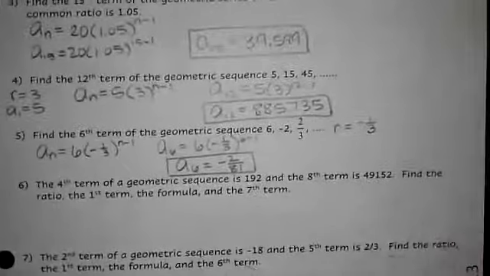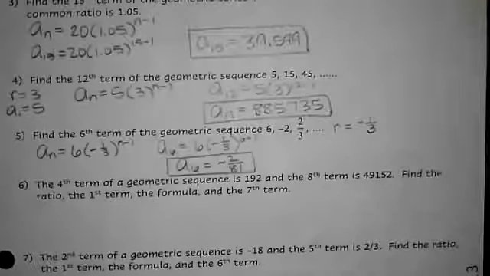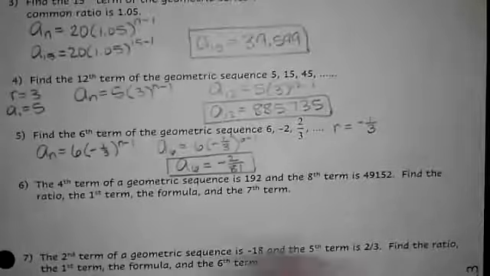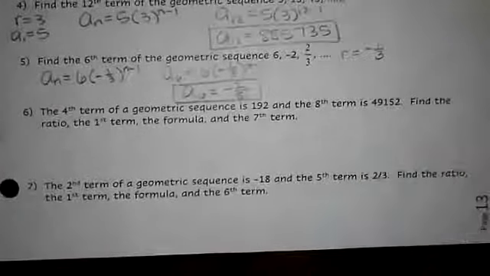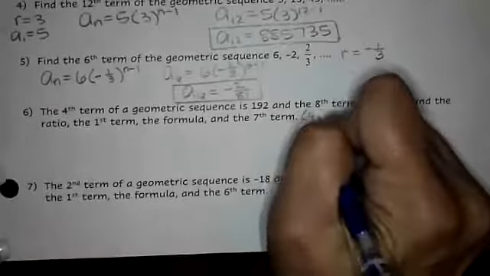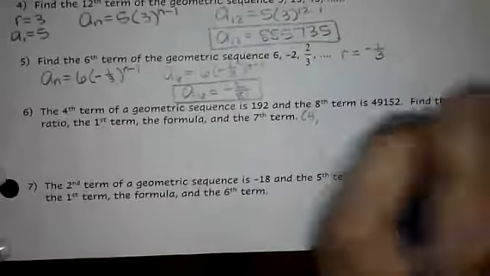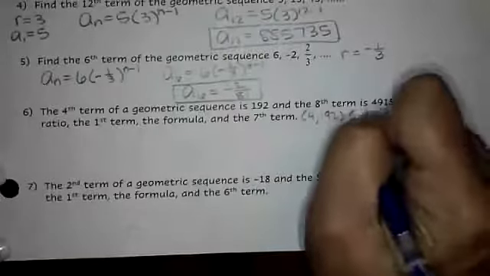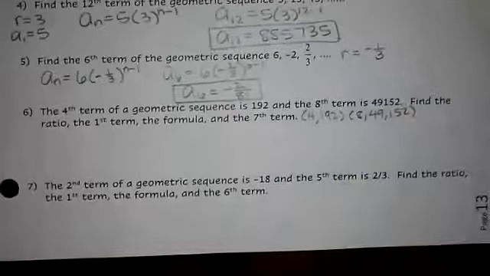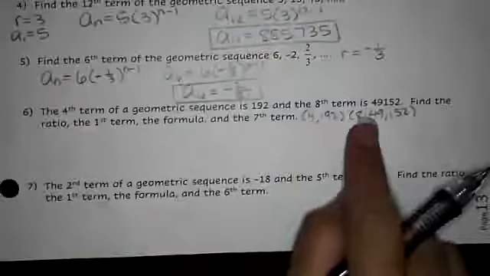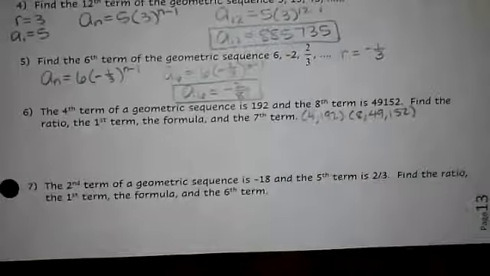All right, the 4th term of a geometric sequence is 192, and the 8th term is 49,152. Find the ratio, the 1st term, the formula, and the 7th term. So this has a lot going on here, and this would definitely be one of the harder questions you have to do. What they've done is they've given us 2 points. They told us the 4th one is 192, and the 8th one is 49,152.